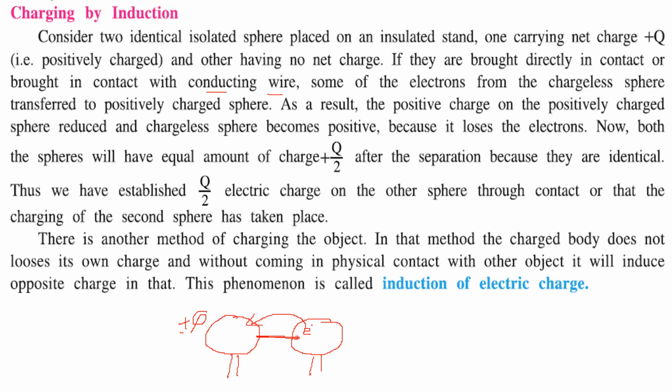So the positive charge on the positively charged sphere will get reduced, and the chargeless sphere will become positive because it is losing electrons. Now, this will happen until what time? Until the charge here becomes Q by 2 and the charge on the other sphere also becomes Q by 2. When the charges become equal, only then will the transfer of electrons stop.